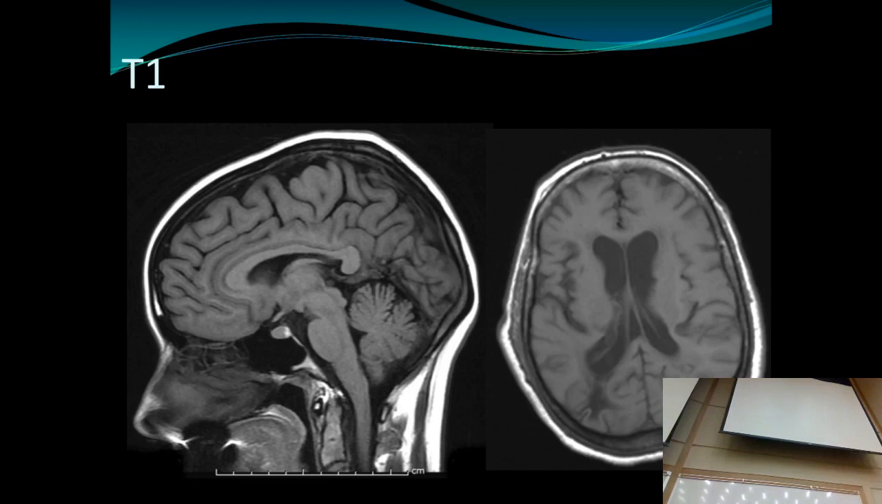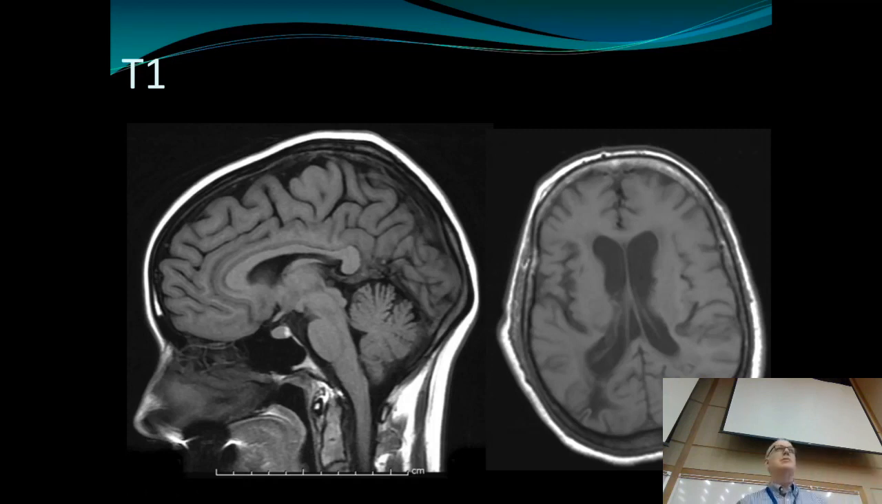A T1 is really helpful just for normal anatomy. Okay, the gray matter looks gray, the white matter looks white. So the CSF here is dark. You get a nice sagittal look here of the cerebellum and the brainstem. We can see the superior and inferior colliculi, the thalamus and hypothalamus, corpus callosum. It's just really nice for normal neuroanatomy. Turns out it's not nearly as sensitive for abnormalities as compared to a T2.